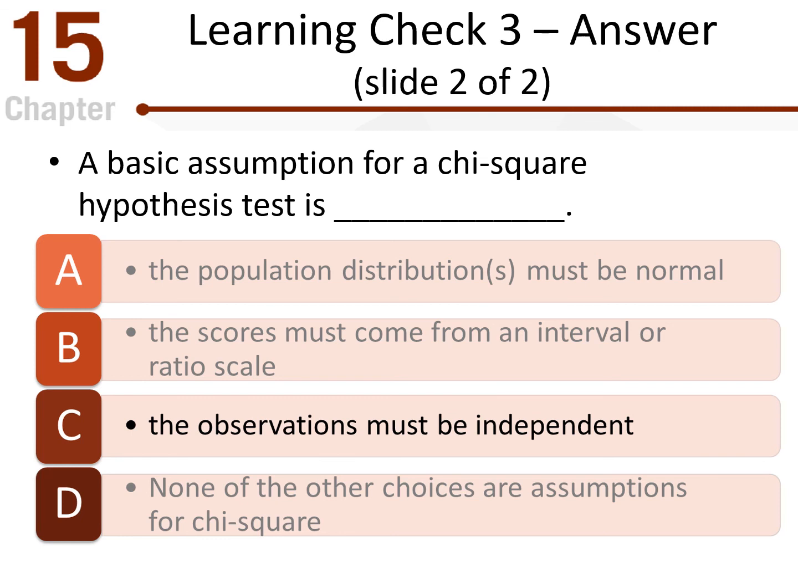You can only have one person in each cell. As basic as that. That's the only assumption. And then the more advanced assumption is that the cell expected frequency is greater than or equal to 5. But the most basic assumption is independence of people in the cells. It can only be in one cell.